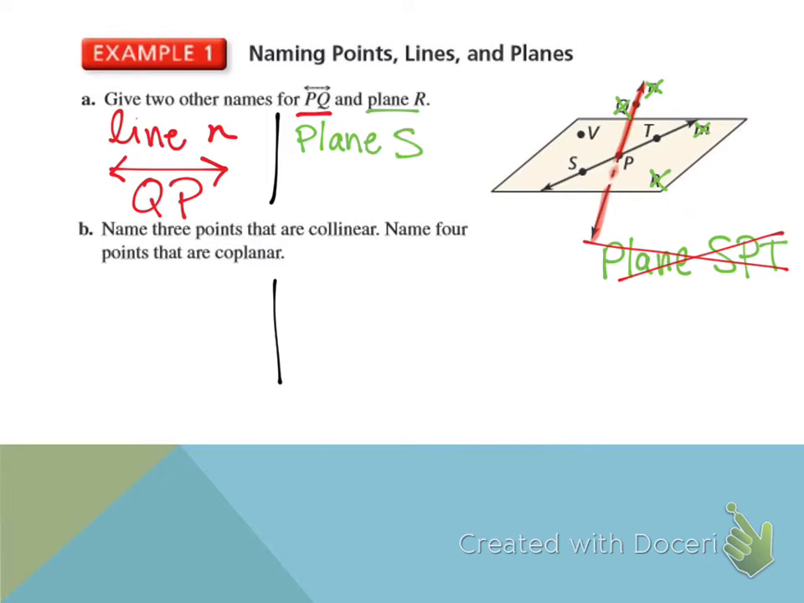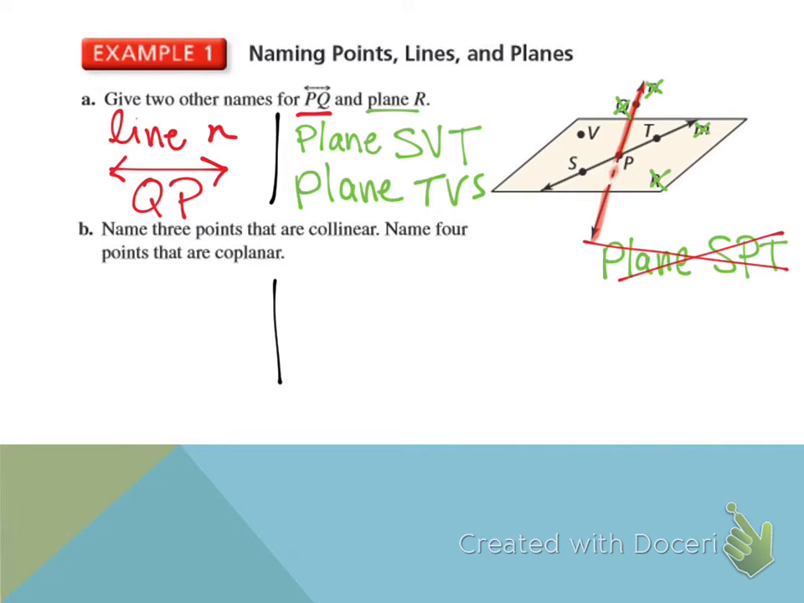SVT, plane SVT. TVS, plane TVS. PVS, plane PVS. PTV, plane PTV. VSP, yeah. Any 3 except for SPT.